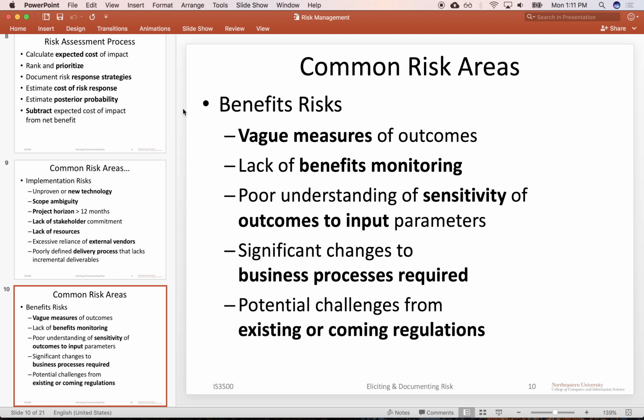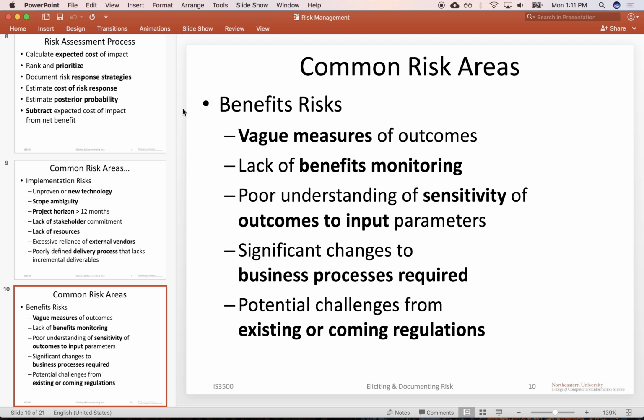Oftentimes we don't decide early on how we're going to measure progress. How far are we? It's very common that we say we're 90% done, but the last 10% takes forever. It's very common that we don't have a clear, objective measure of what we mean by done, and we don't agree on how we're going to measure or monitor our progress.